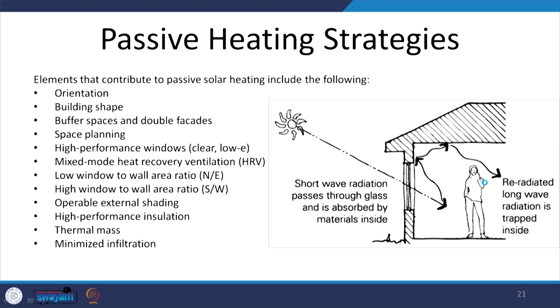So, if we are looking at the passive heating strategies, we would look at orienting the building in such a manner so as to increase the heat gain, the building shape, the plan form such that it has a lower perimeter to area ratio. We have to create buffer spaces and double facades such as the greenhouse, where the buffer spaces are the ones which interact with the outdoors and store the amount of heat which is received during the day and gradually passes it on to the indoors.